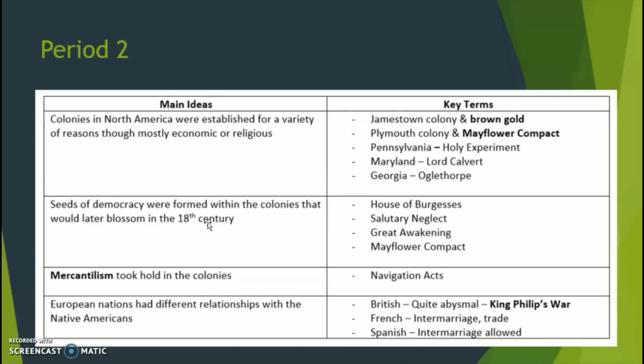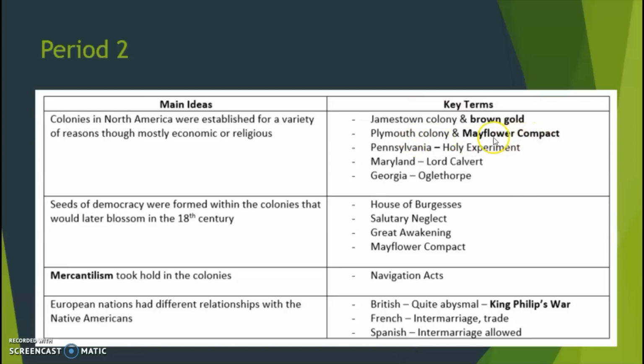So as we go into period two, it is important to know that colonies are going to be established for a variety of reasons. Particularly, they're going to be based on economics or religion. For example, in the Jamestown colony, they are motivated by the idea and prospect of gold. Of course, that's not going to pan out until we get something similar, brown gold, tobacco. But the Plymouth colony, for example, is more motivated by religious reasons.